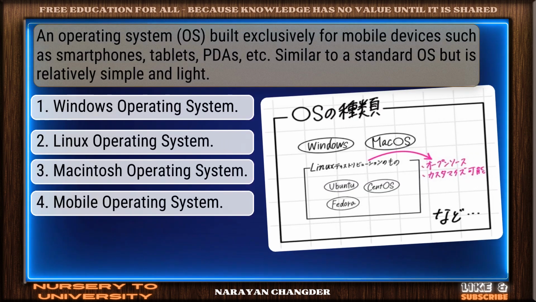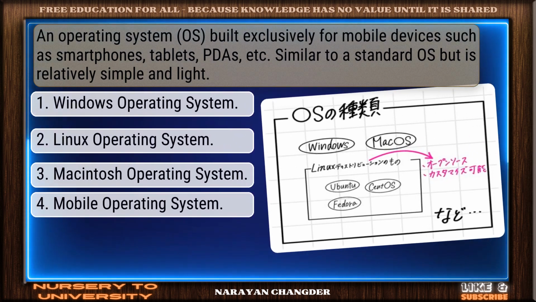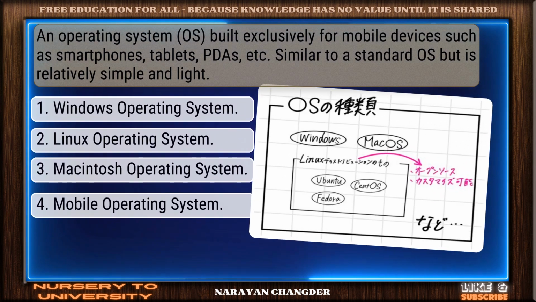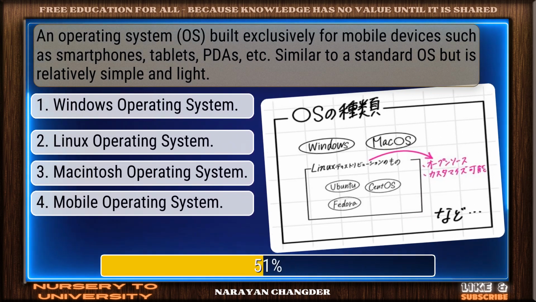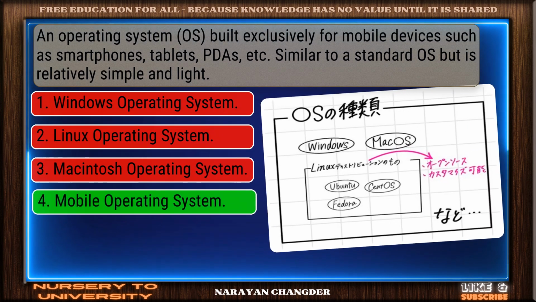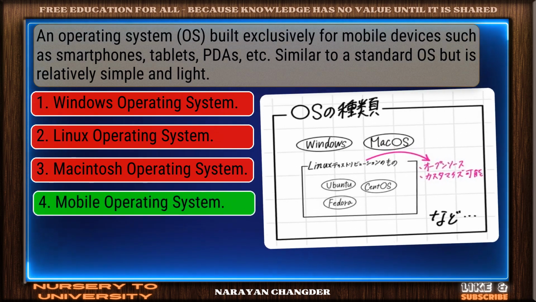Question number 9. An operating system built exclusively for mobile devices such as smartphones, tablets, PDAs, etc. Similar to a standard OS but is relatively simple and light. Strong choice. Mobile operating system is the right answer.